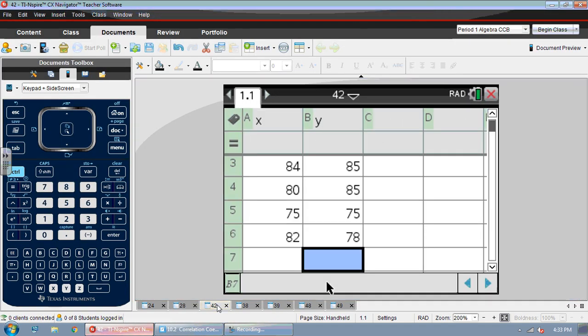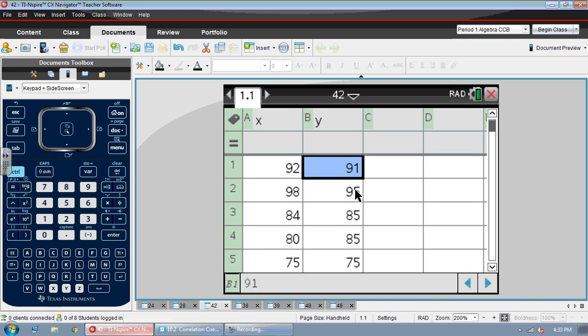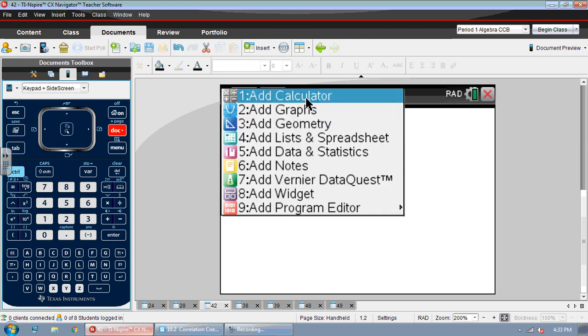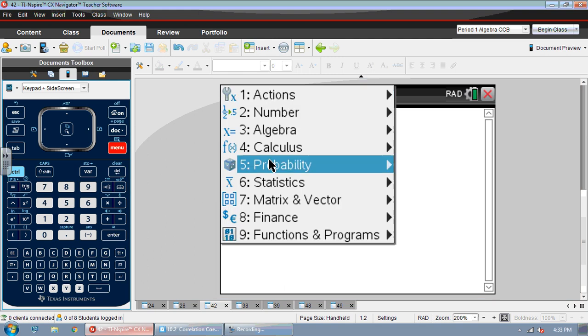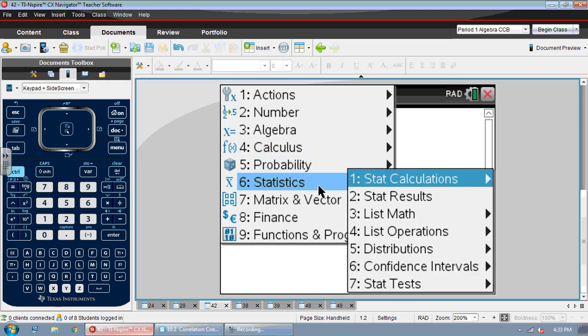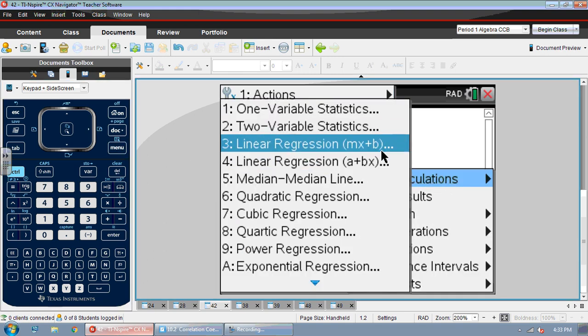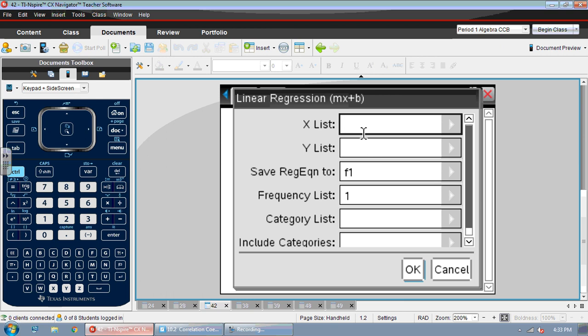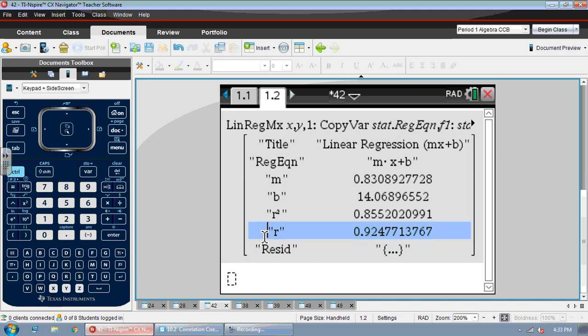So for number 42, I can go straight from entering the data into the table. Remember, X on the top and Y on the top. I can hit Control Doc. I don't need to graph it. I don't need the equation. I can go straight to the calculator page, go to Statistics, Stat Calculations, Linear Regression, XList, YList Y, and I've got my R value. I can skip that whole equation thing.